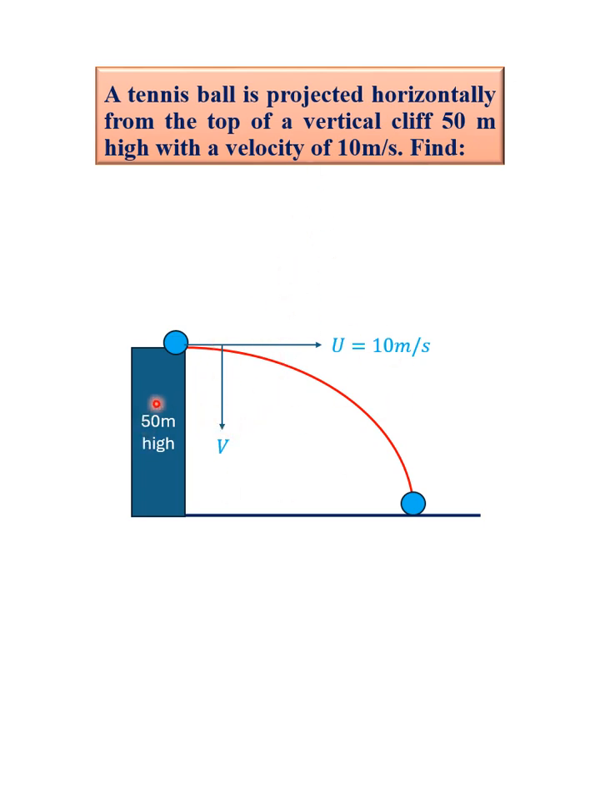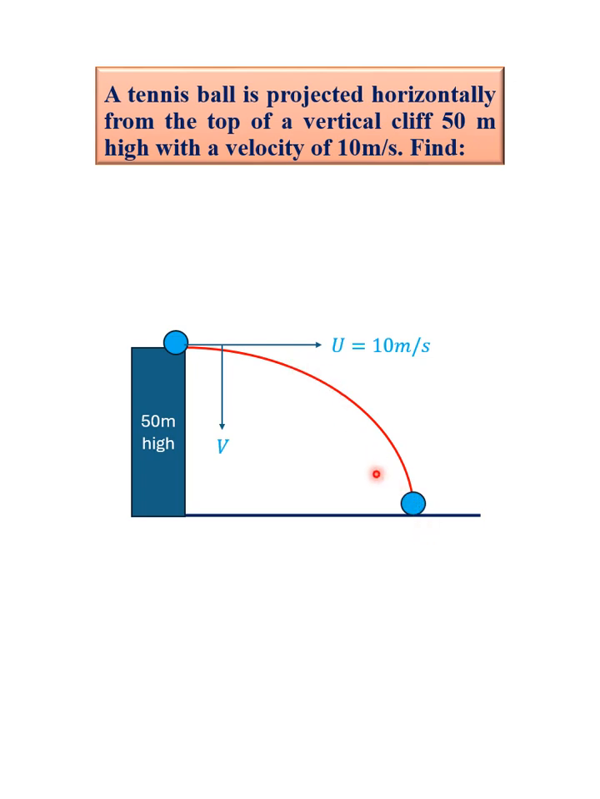This is the vertical cliff 50 meters high, and this is a tennis ball that is projected horizontally with a speed of 10 meters per second. So the ball moves off in the horizontal direction at this speed. However, gravity will be acting on the ball. So as it is moving forward, it is also falling down. Hence, we have this projectile motion, or this motion along this parabola.